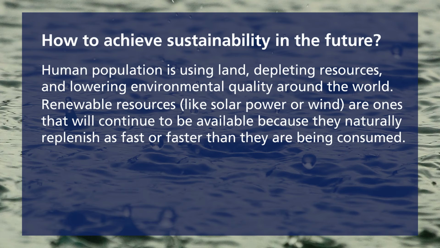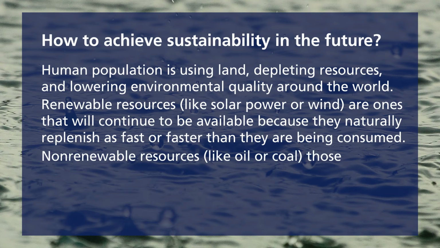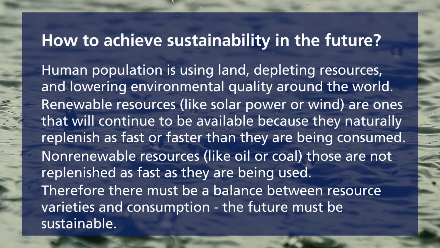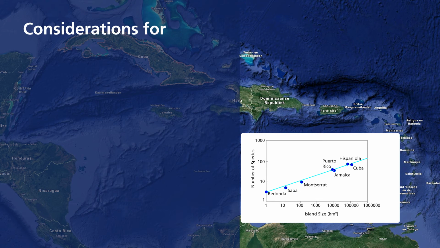Renewable resources such as solar power or wind are ones that will continue to be available because they naturally replenish as fast or faster than they can be consumed. Non-renewable resources like oil or coal are those that are not replenished as fast as they are being used, and in this case you can see that the flux out is greater than the flux in. Therefore, there must be a balance between resource availability and consumption. The future must be sustainable.